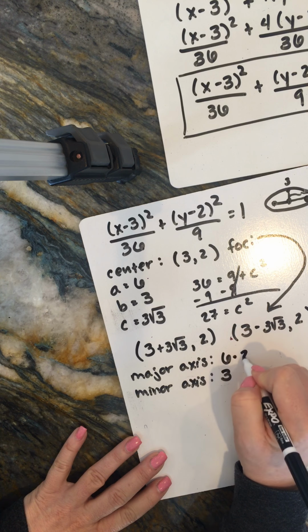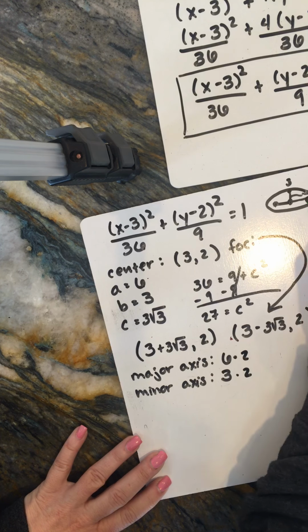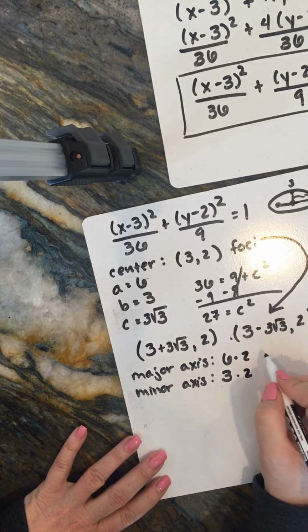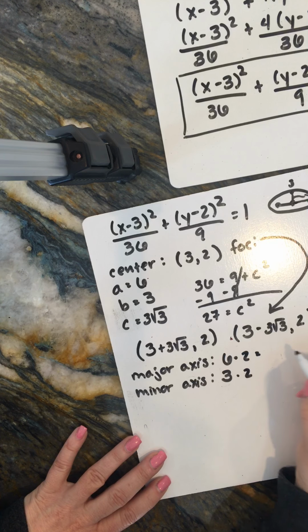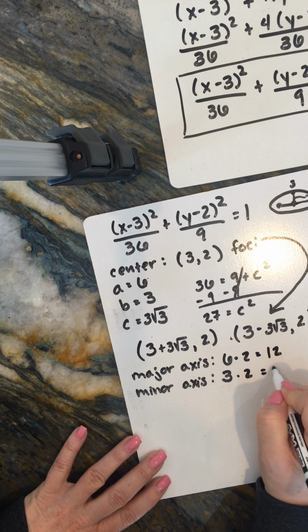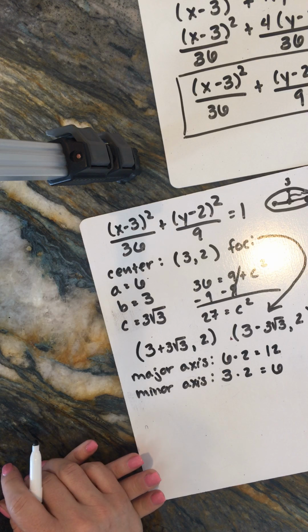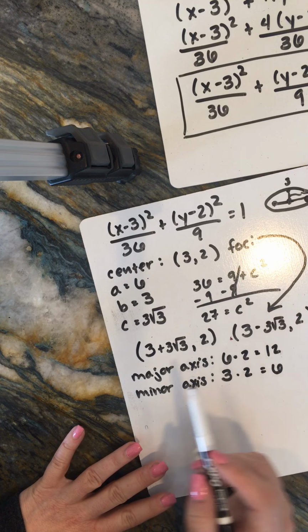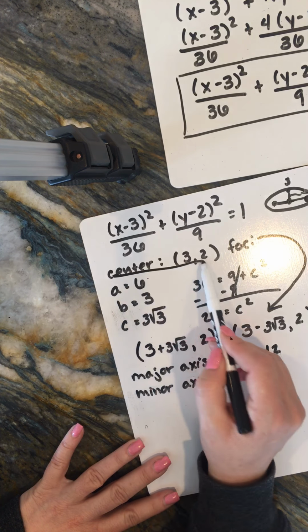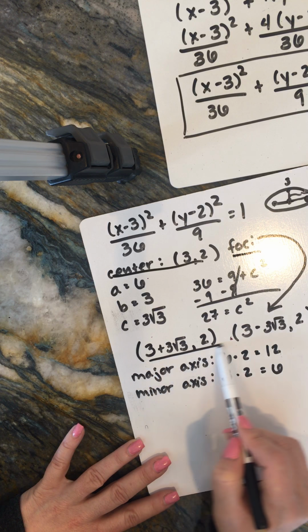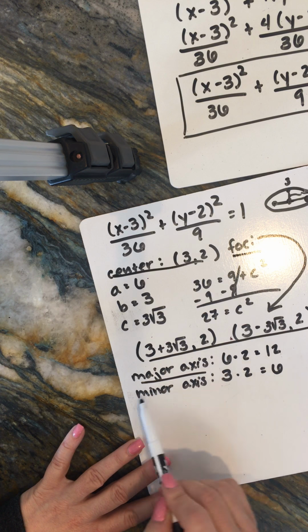Doubled, right? We got to double them because it's 6 units from the center over. So this will be 12 and this is 6. All right. I believe that answers all. Yep, that answers all the questions that it asked. So this is how you would find a center, foci, and then your major and minor axes.